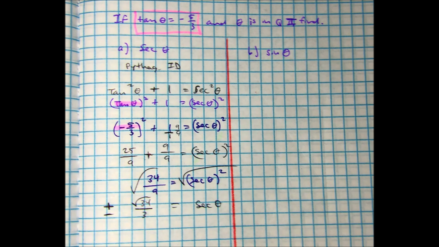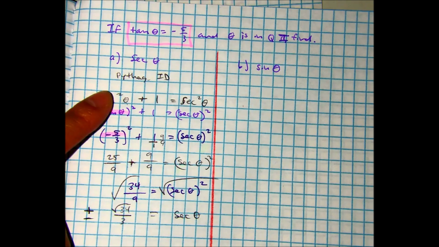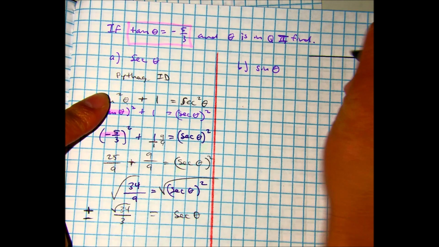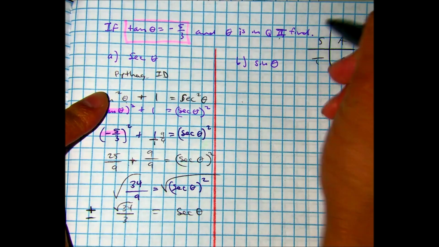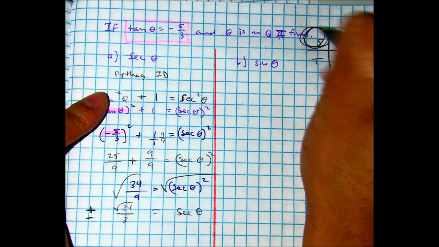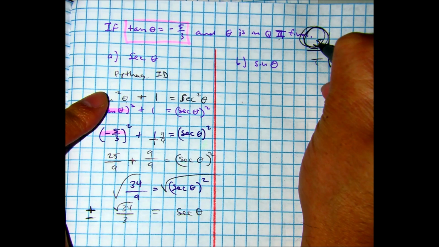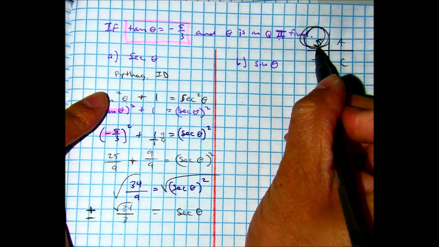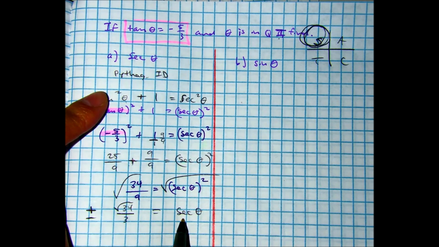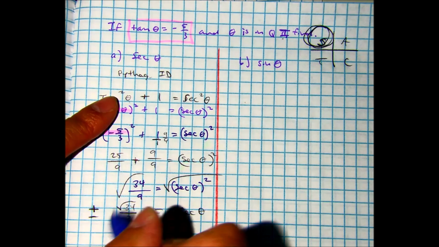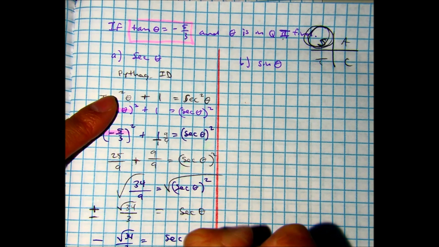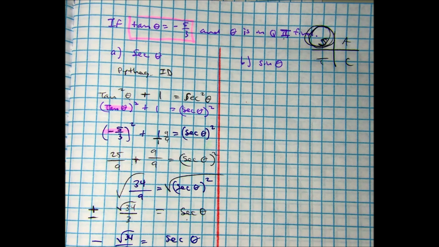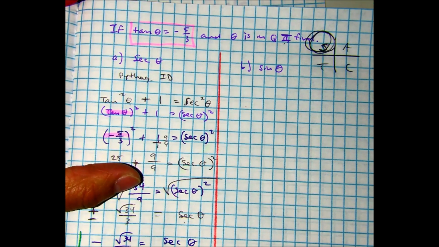Alright, so is it positive or negative? Negative. How'd you know that? So, all students take calculus. We're in quadrant 2. What do you know about quadrant 2? Sine and cosecant are positive. Secant and everything else is negative. Secant of theta equals negative radical 34 over 3.